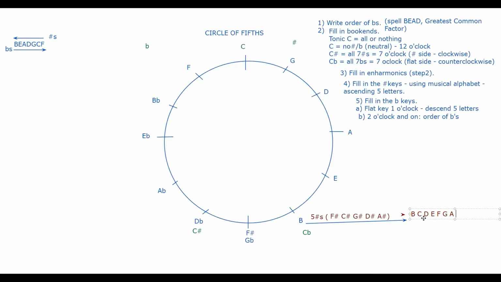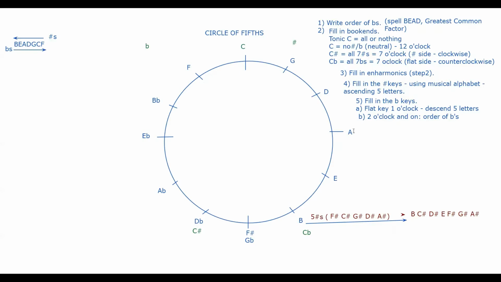But some of these family members are sharp, so I need to go through. The first one was F, so I'm just going to make that change here. Then it was C. Then G. Then D. And then A. And that is the B major scale.